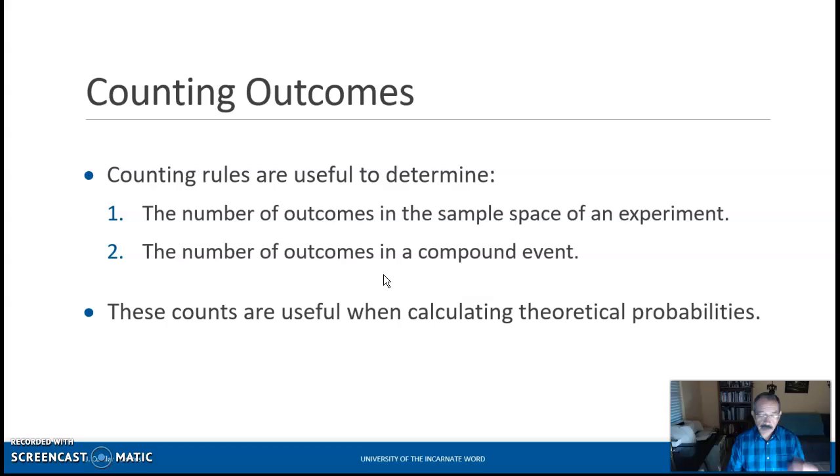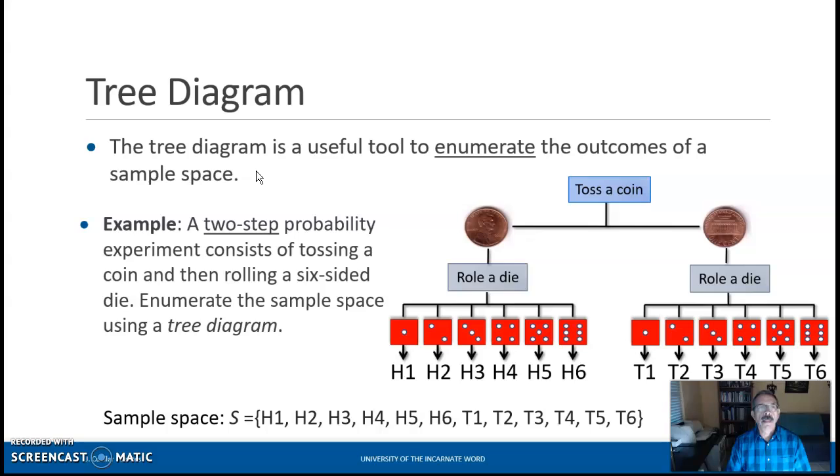Some of these rules will be useful in Chapter 5, and some of them may be useful in the future. That's why I decided to cover them, at least briefly. The very first tool that I like to talk about is the tree diagram, and this is very useful to enumerate the outcomes of a sample space.